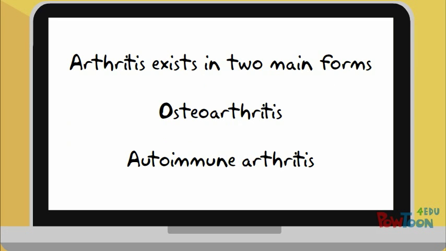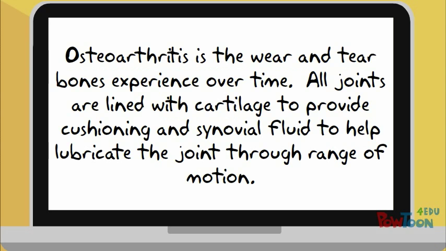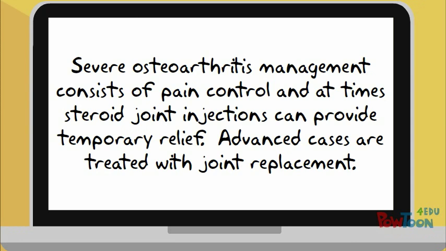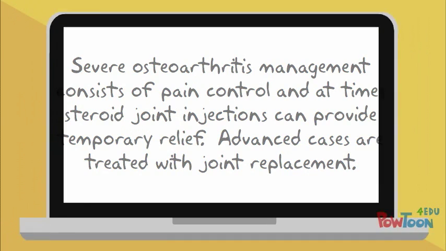Arthritis exists in two main forms: osteoarthritis and autoimmune arthritis. Osteoarthritis is the wear and tear bones experience over time. All joints are lined with cartilage to provide cushioning and synovial fluid to help lubricate the joint through range of motion. Over time, these tissues break down and wear away, leading to bone spur formation, joint narrowing, inflammation, and pain. Severe osteoarthritis management consists of pain control, and at times steroid joint injections can provide temporary relief. Advanced cases are treated with joint replacement.